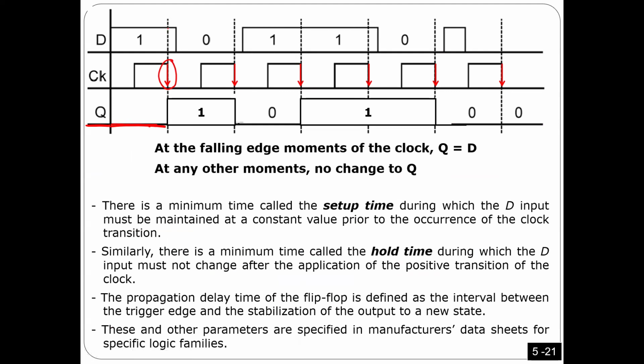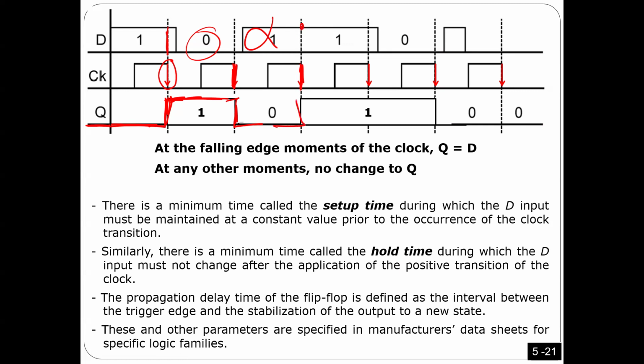At this moment, D is 1. So here this one has to go to 1, and it's going to be the same regardless of what happens to D. I don't care what happens to D because action will be taken here. Here D is 0, so this one will go to 0. Same thing here at this moment, I don't care about it. Action is taken here.